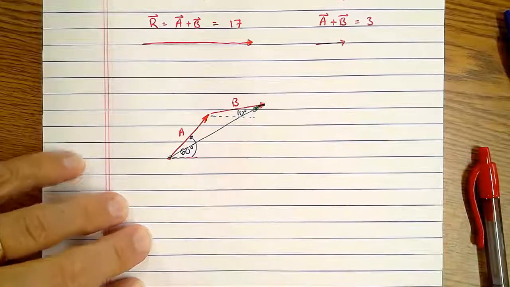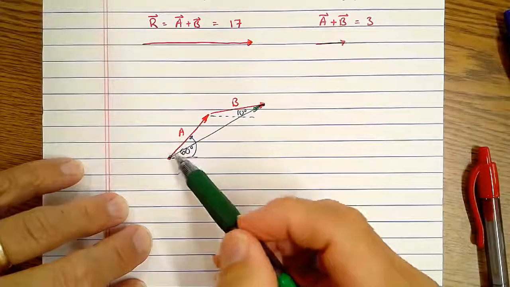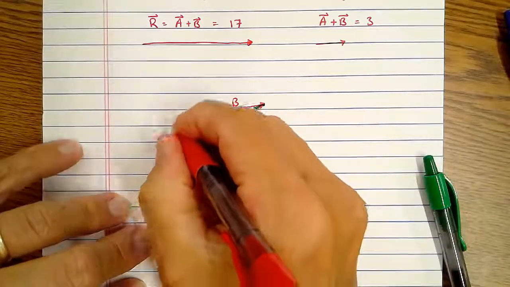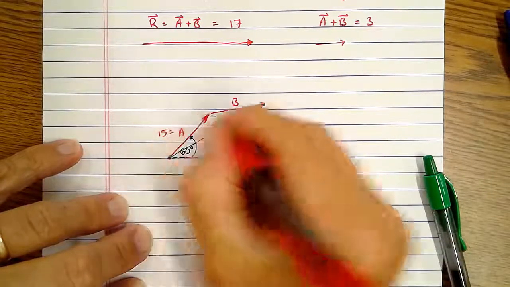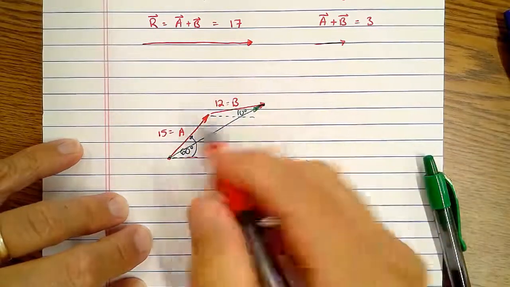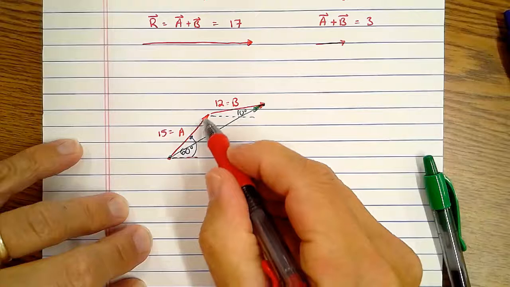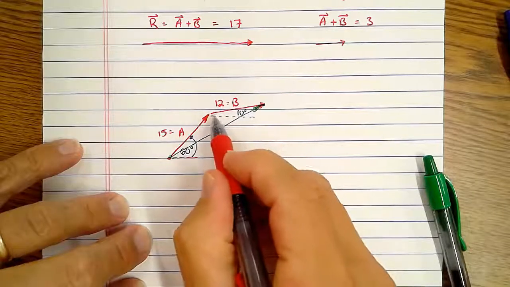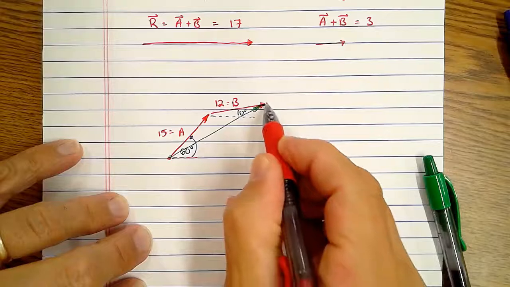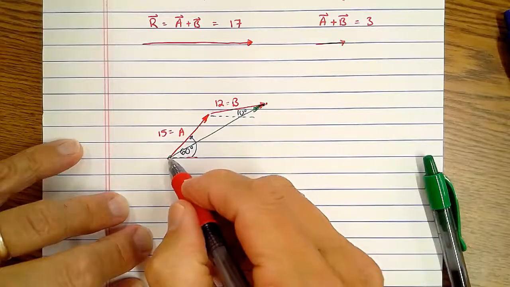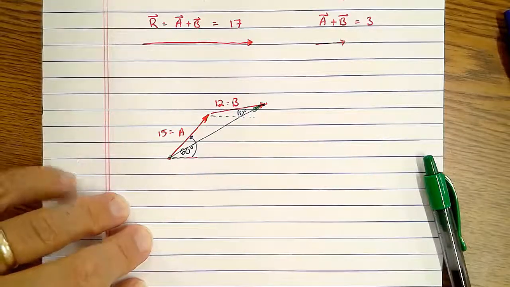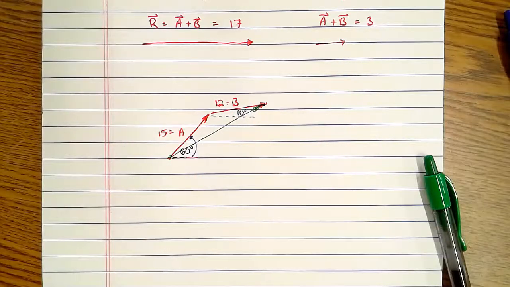It's the result. So you could think of it like this. A was 15 units, so 15 was A and B was 12 units. If you went on a hike and you hiked at 60 degrees, 15 miles, and then you hiked at 10 degrees, a distance of 12 miles, you would end up here. And so the result is this vector that starts here and ends there. And we've got to find that result. That's the goal of today's lesson.